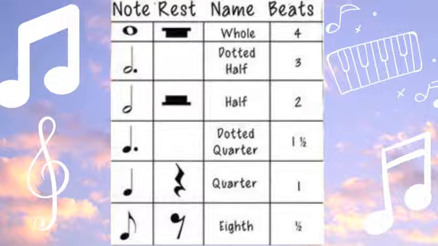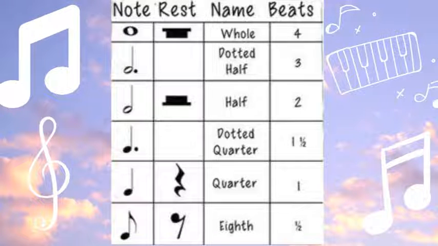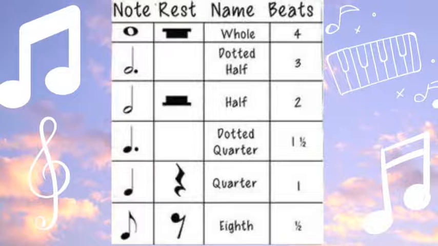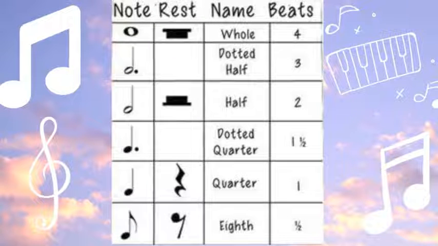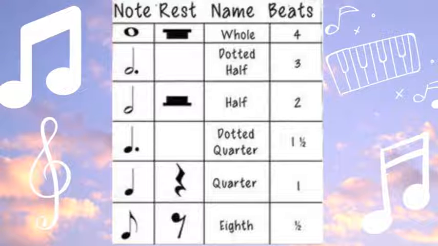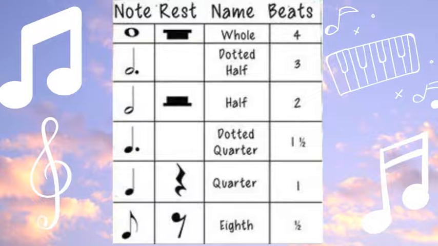Moving down, we've got our dotted half note. Our dotted half note gets 3 beats. Next up is our half note. Our half note gets 2 beats. If you want 2 beats of silence or 2 beats of rest, then you need a half rest. That's the one that looks kind of like a hat, right?